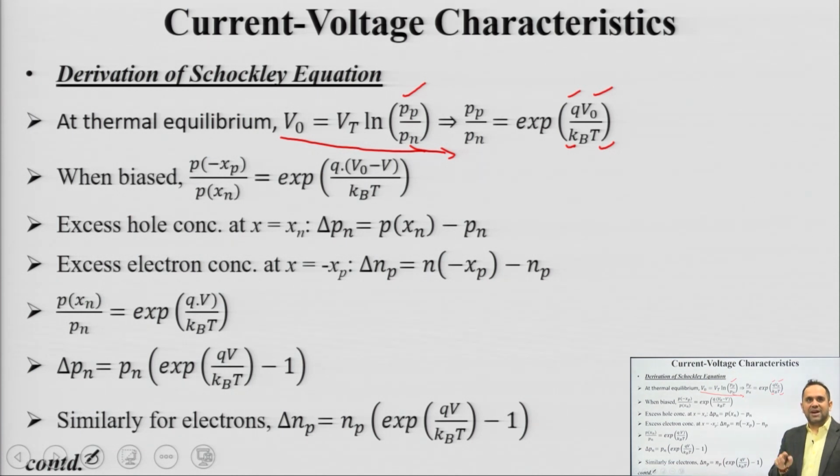When you have applied a bias V, now V can be positive, negative. If it is positive, forward bias, if it is negative, reverse bias. If it is positive, V naught minus V reduces, barrier reduces, diffusion can happen across.